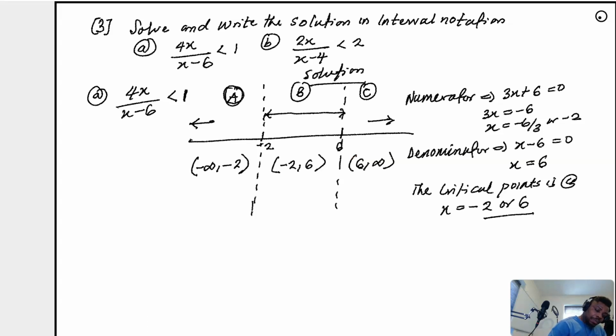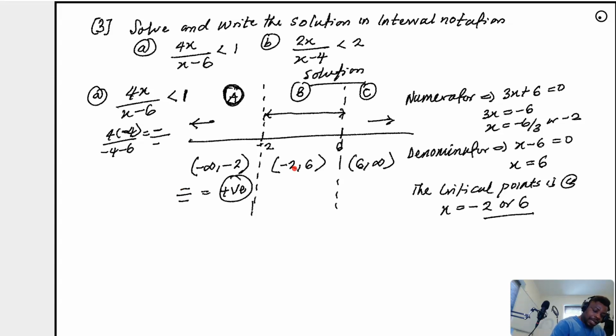So the next thing is to pick a number between the interval of A. Let's pick a number between minus infinity and minus 2. Let's pick minus 4, right? x is minus 4. 4 times minus 4 over minus 4 minus 6. 4 times minus 4, that is minus 16. See, it's negative. Minus 4 minus 6 is minus 10. That is negative. So this is minus divided by minus, and this is positive.